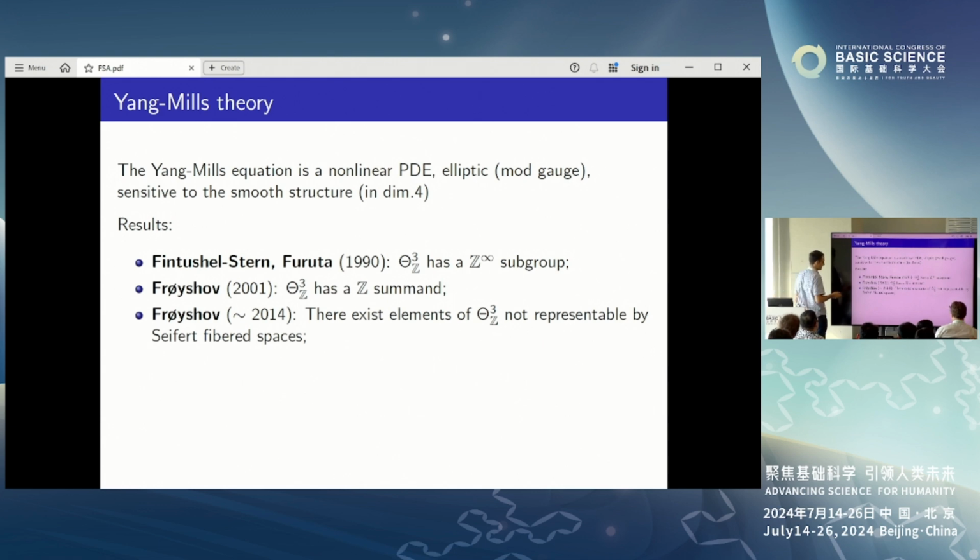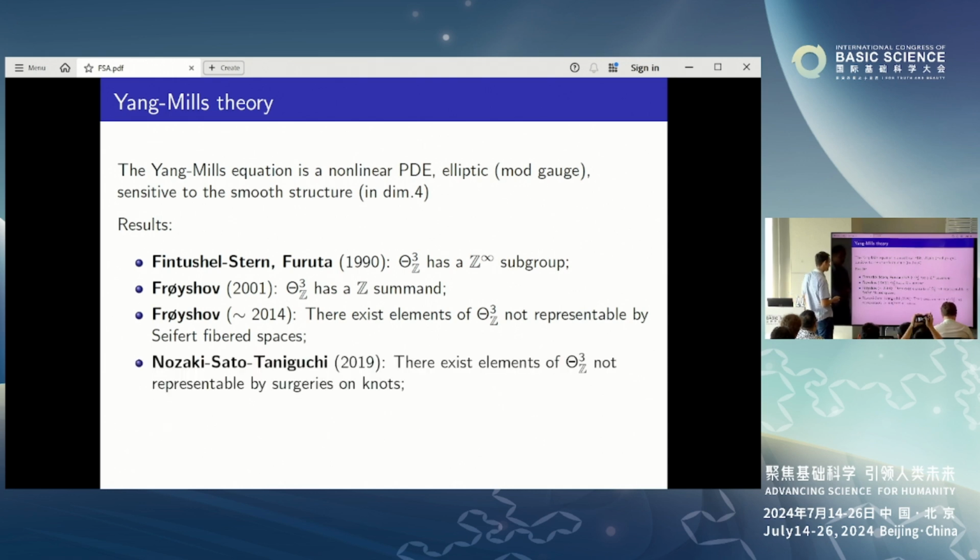And then you can ask other things about the group. For example, is it generated by some simpler three-manifolds? It's a group made out of all three-manifolds with H1 equals 0. But do you need all three-manifolds? Can you just think about Seifert fibered spaces? That's a nice class. Frøyshov proved that no, you can't. There are elements that are not representable by Seifert fibered spaces.